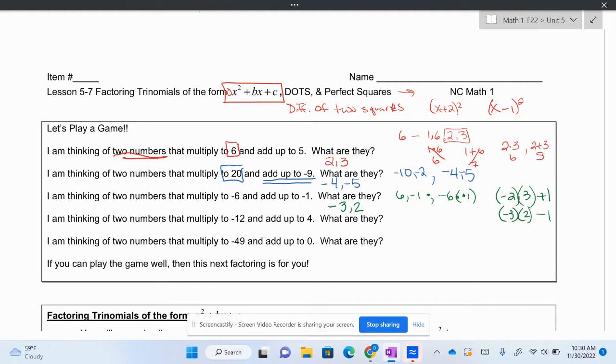All right, so I want you to pause the video, and I want you to think about two numbers that you can multiply to get a negative 12, and when you add them up, you get a 4. I also want you to think about two numbers that you multiply together to get negative 49, and when you add them, you get 0. So go ahead and pause the video now. And then after you pause and you get those, I want you to come back and check and see how you did.